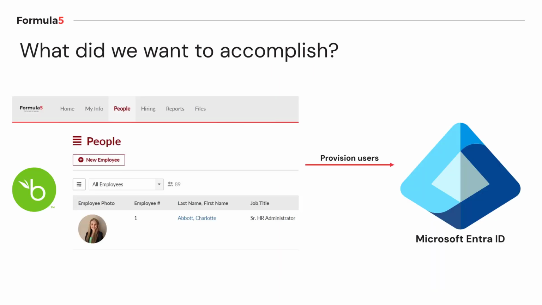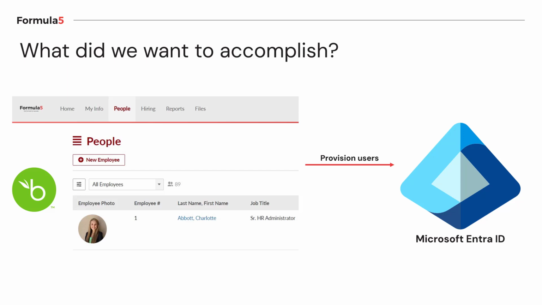So now the question is, what did we want to accomplish here? An important fact is that we store all employee data in BambooHR. In this specific scenario, we store everything about employees, like first name, last name, their addresses, job titles, emails, and all the data related to them. It's very important to mention that we do not store all this information in Microsoft Entra ID. We have a separate system for that, which is BambooHR.